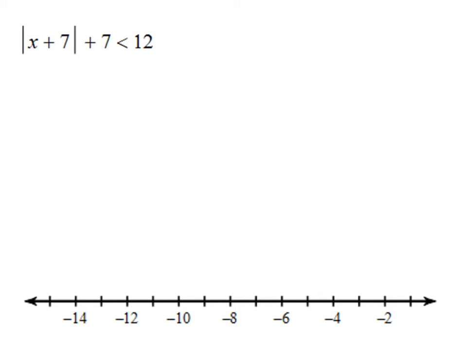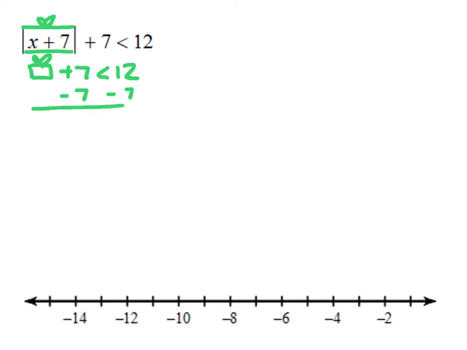In this example, we have the absolute value of x plus 7 is less than 12. In order to solve this, we first have to get the absolute value by itself. So we're going to wrap it up like a present. So we have the present plus 7 is less than 12. To get the present by itself, you would have to subtract 7 from both sides. So you'd have the present is less than 5. Now that can be rewritten as the absolute value of x plus 7 is less than 5.